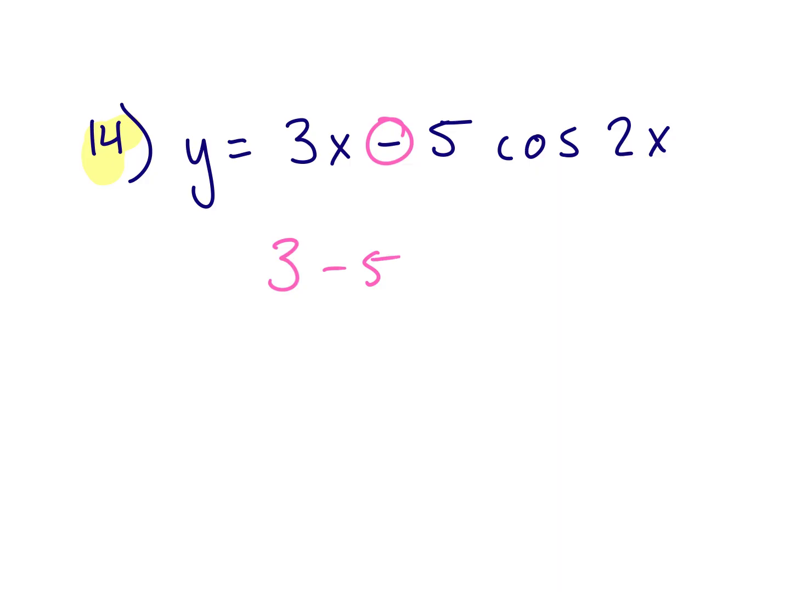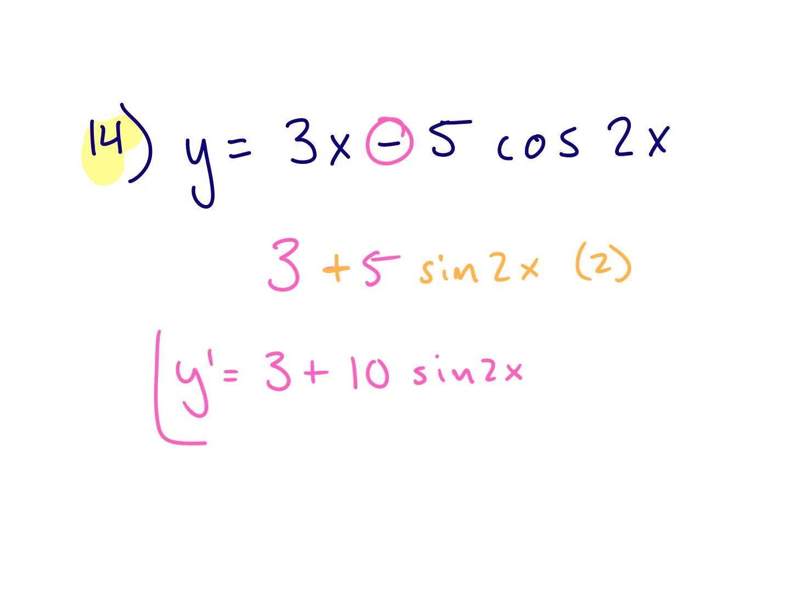So what's the derivative of cosine? Sine. So negative sine, perfect. So this would change to +5 times sine of 2x times what else? Times 2. Which we would want to rewrite as 3 plus 10 sine of 2x. So this would be our derivative.